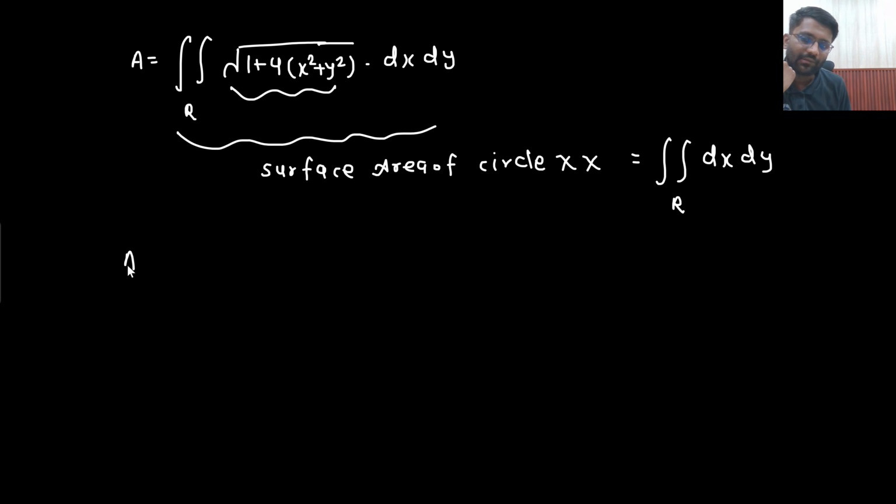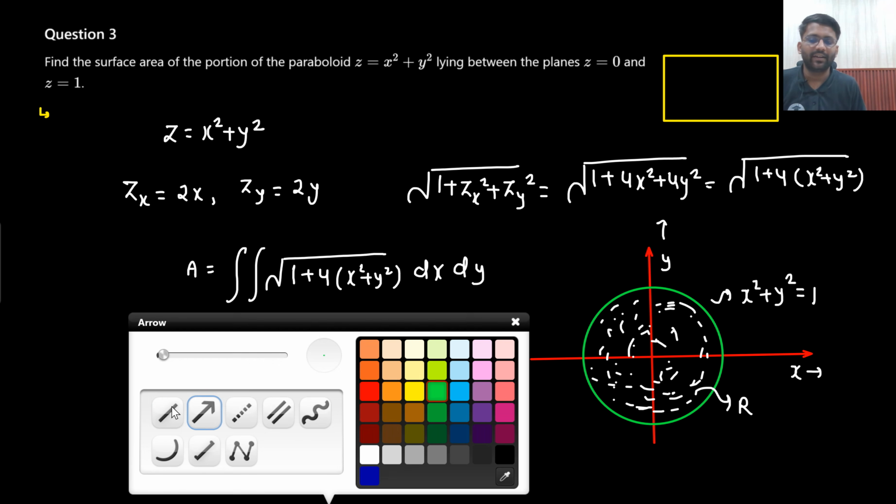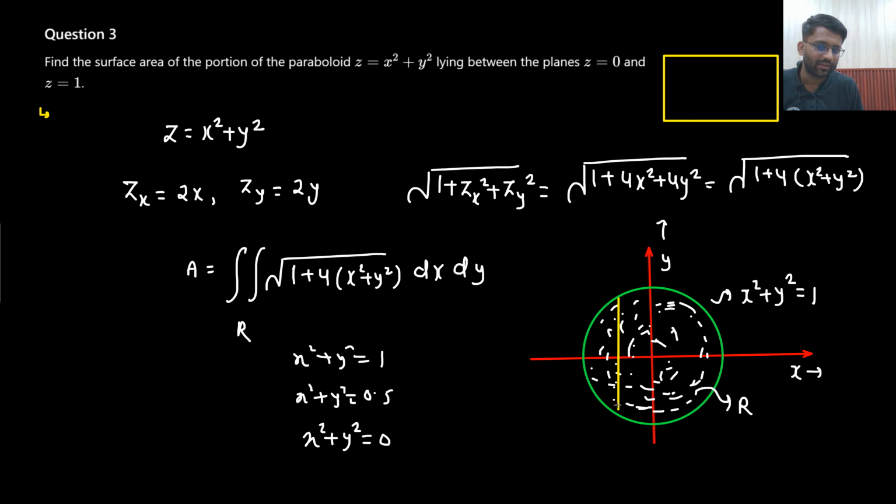So what I will do? The integral of under root 1 plus 4 times x square plus y square dx dy. A strip we need to take. In this region, if we need to cover this complete region, what do we need to do? We need to take the strip. No other way. So this vertical strip I am taking.